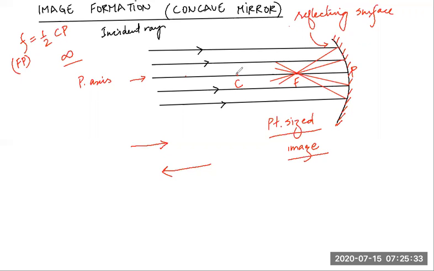You can say beyond C, or you can say between infinity and C. So we will draw once again. Now, here's your concave mirror, guys, and this is your principal axis, right? Now, your black lines are basically the incident rays, but how we will draw them, I'll just tell you.